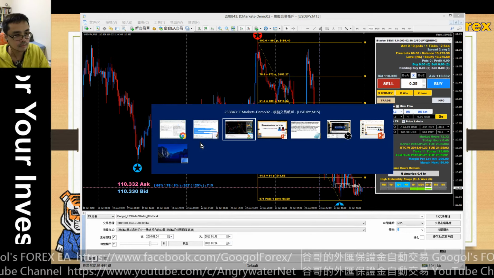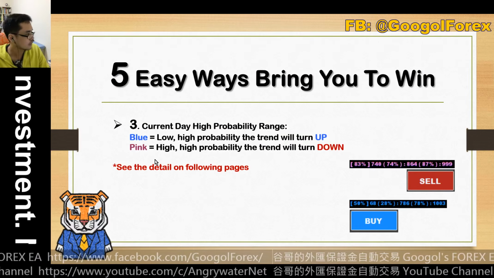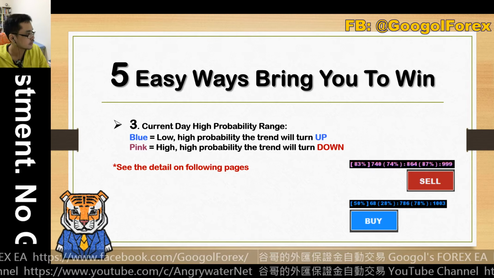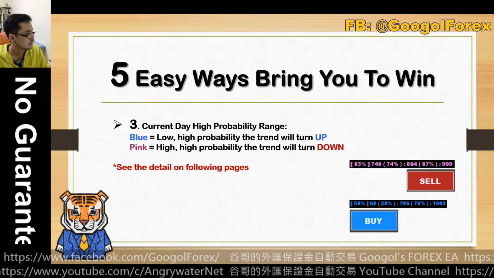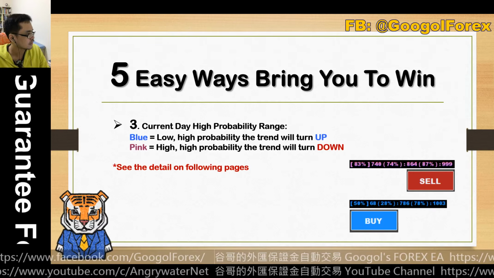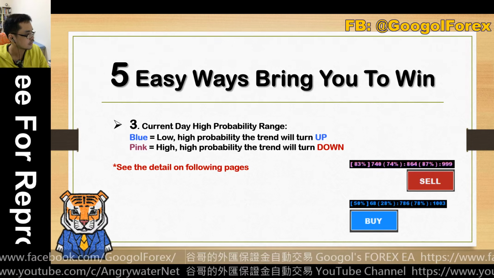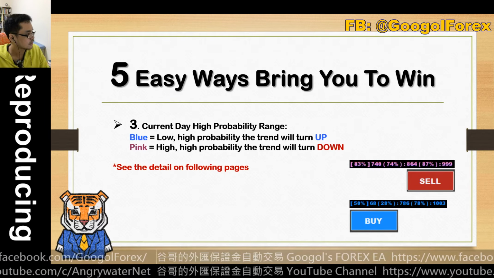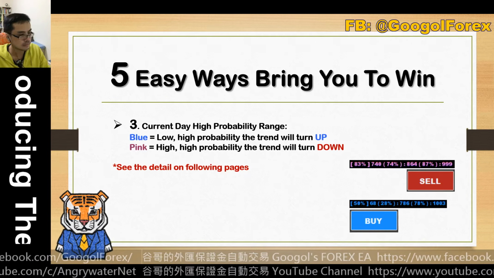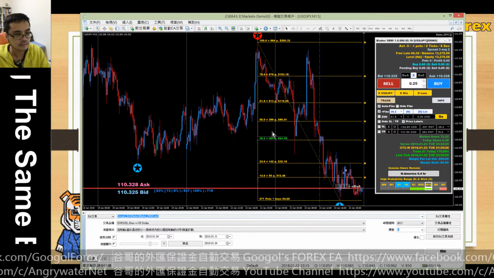The third key point, Googol called it the high probability range. As we know, the strength of any symbol in the Forex markets will have a rough range of momentum every day. For example, the recent average momentum of the currency pair EUR/USD is about 770 points. So what's the meaning if the price has moved some distance and the candle length of the current day is larger than the average momentum?